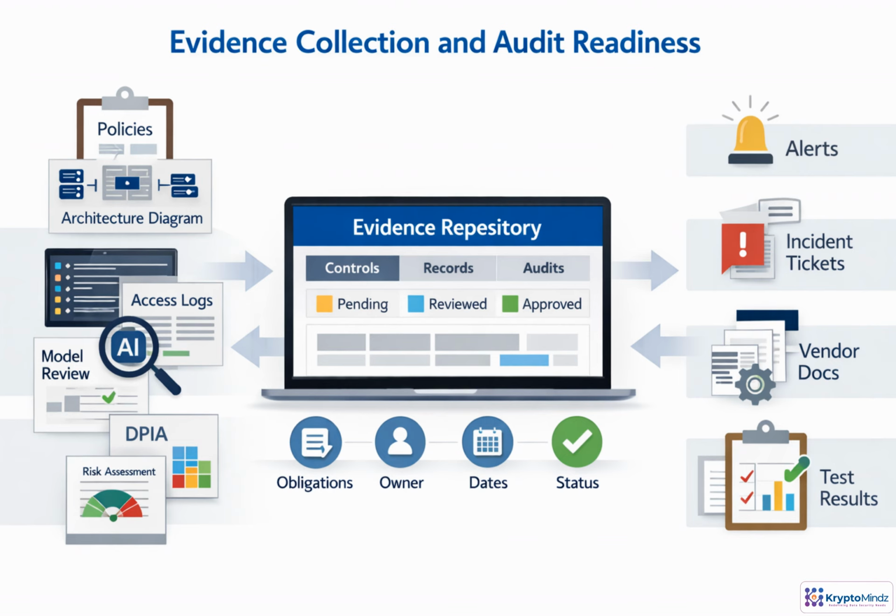Audit readiness starts long before an auditor asks questions. For each obligation, collect evidence showing that the control exists, is implemented, and works over time. In AI, that includes technical proof, such as logs, alerts, test results, and architecture records, plus governance proof, such as policies, model reviews, DPIAs, incident records, and vendor documentation. Tag each item by owner, date, control, and review status. A clean repository turns audits into verification, not archaeology.